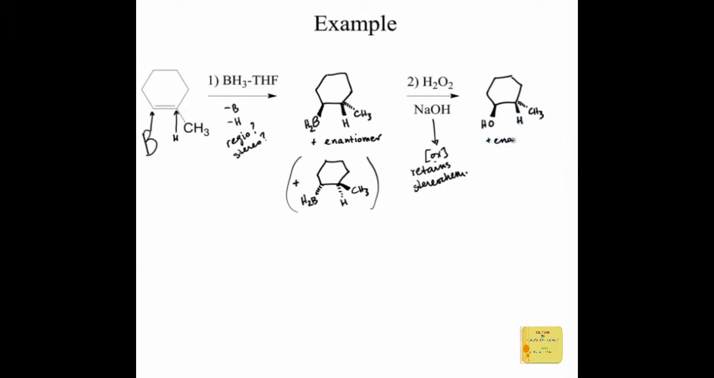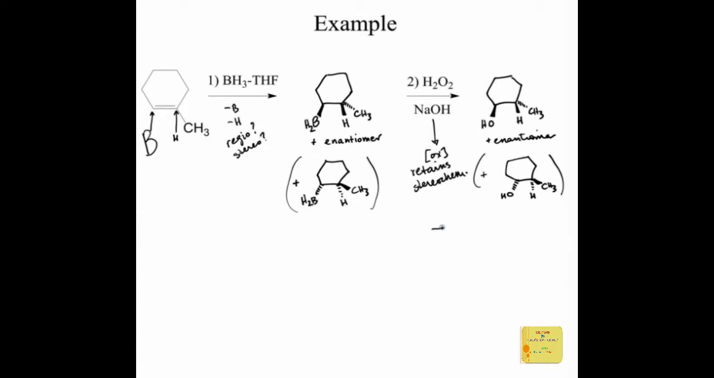And plus enantiomer, of course. If you want to see what that enantiomer looks like, that's where both of our groups have been added as dashes. So an OH here and a hydrogen here. And the methyl group must be pushed into the wedge position, must be pushed up as the hydrogen added from the bottom face.